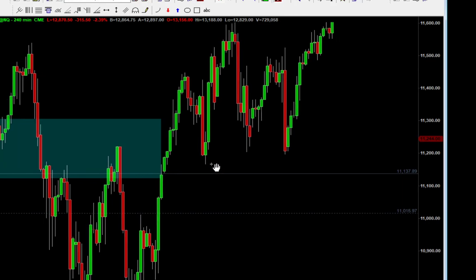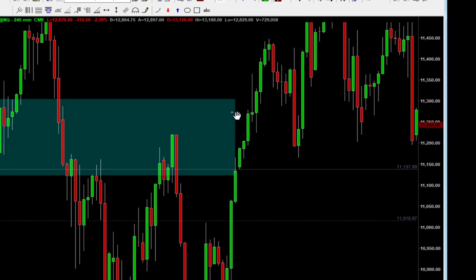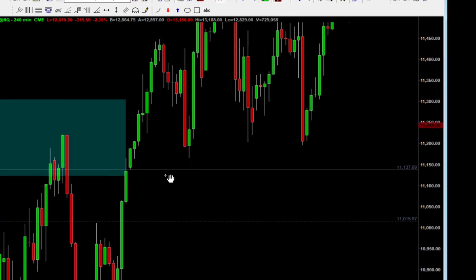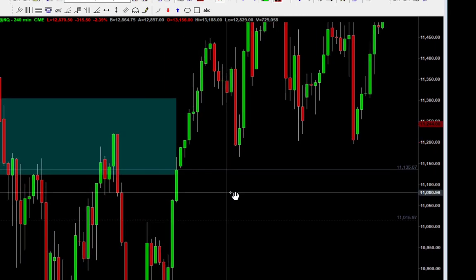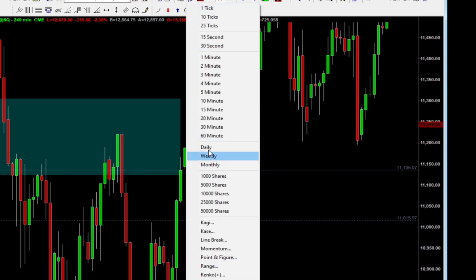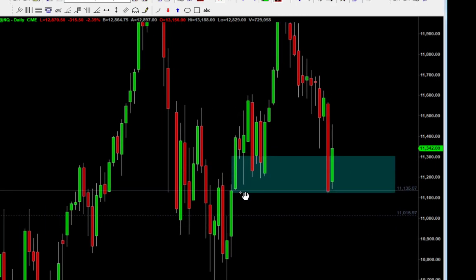I don't think I would move it. I don't think I would move my distal line. Maybe right there. That's my distal line. But hold up, let's go back to the daily. Where are we again? That's the holding level? Yep.